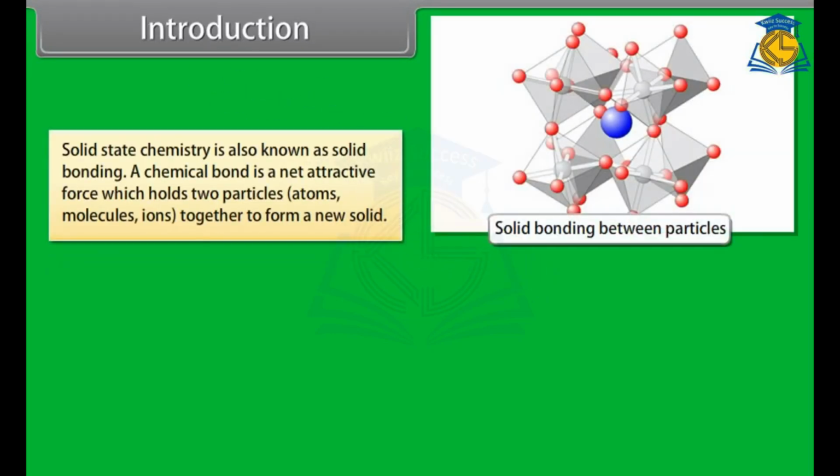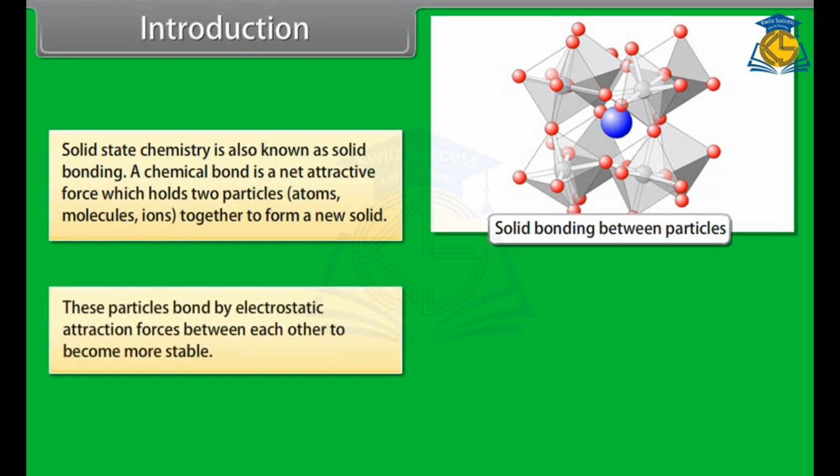Introduction. Solid-state chemistry is also known as solid bonding. A chemical bond is a net attractive force which holds two particles, atoms, molecules, ions together to form a new solid. These particles bond by electrostatic attraction forces between each other to become more stable.